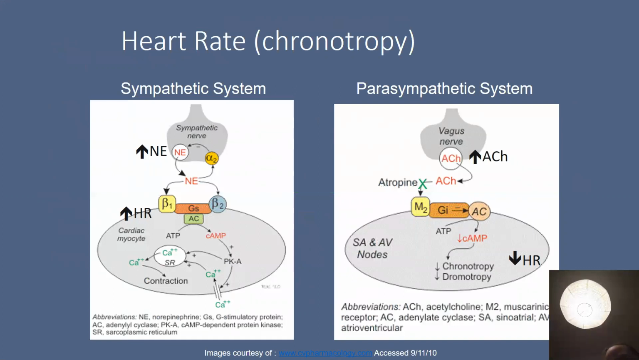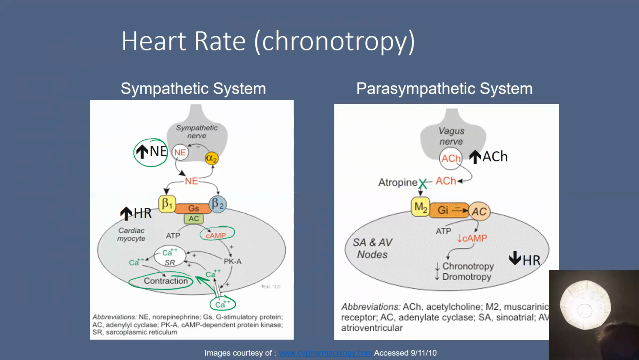So heart rate. Heart rate is regulated by the sympathetic system and the parasympathetic system. The sympathetic nervous system, that's your fight or flight system. And we've got norepinephrine as our major neurotransmitter here. So the sympathetic nerve is going to release norepinephrine. It's going to bind to that beta-1 receptor. We're going to get G-coupled protein reactions, which increases cAMP. That's going to, in turn, increase the amount of calcium that comes into the cell. And as a result, we get an increase in contraction.